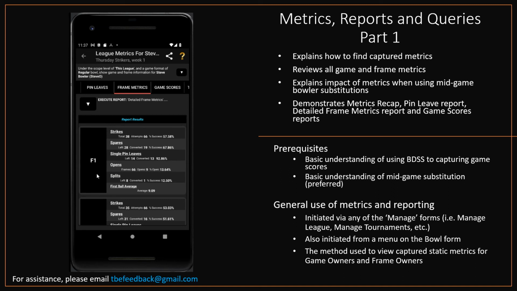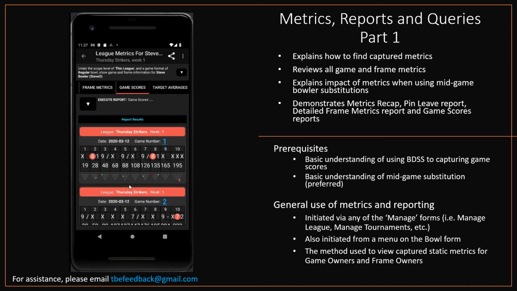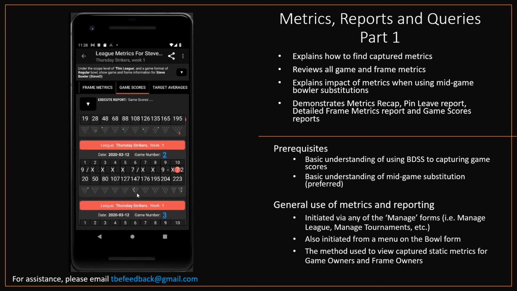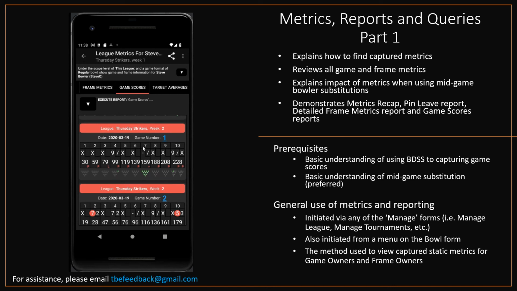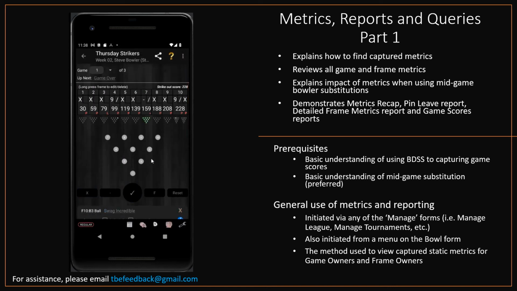And the last report to demonstrate is the game scores report. Game scores is a report that, given the selected scope and the given game owner, will show each game bowled. The games do not have to be complete games. It's any game started by the game owner. It's a pretty simple report. You can click the game number and it will take you directly to the game itself. From here, you can do any editing as you see fit. So let's just go back.